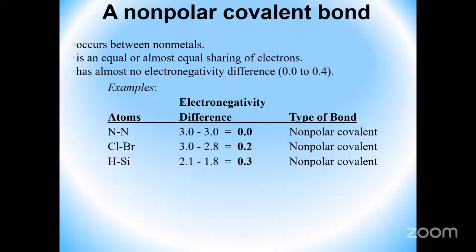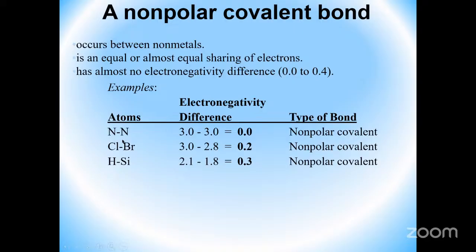So, if you have two atoms bonded to each other, and the difference in electronegativity values is somewhere from 0.0 to 0.4, then for most intents and purposes, those bonds are considered to be non-polar covalent, right? So all you need to do is find the difference in the electronegativity values, which you'll have in your tables. If the difference is somewhere from 0.0 to 0.4, then the bond is essentially non-polar covalent. And we see some examples here.